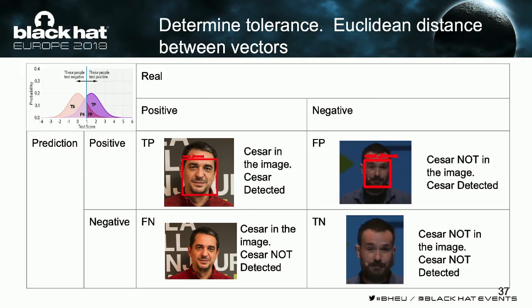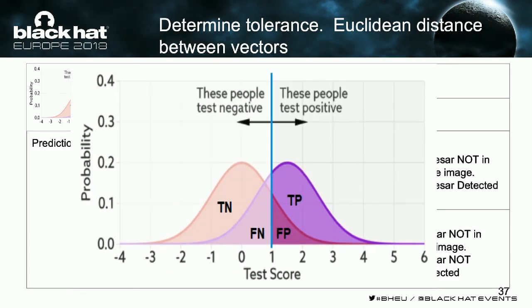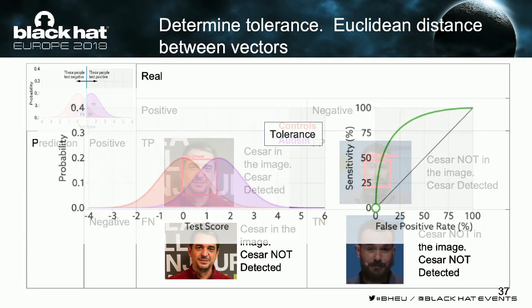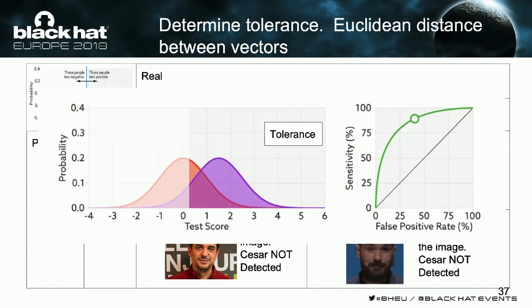We try to maximize the true positives and true negatives because those are the good results for us. For this, we use a tolerance, and we use the Euclidean distance between the 128-dimension vectors from the previous steps. If the Euclidean distance between these two vectors is within our tolerance range, the person is the same person. You can move the tolerance to balance between true positives, true negatives, and false positives.